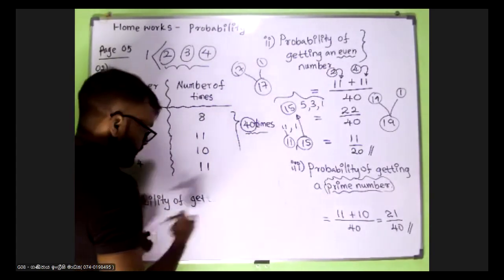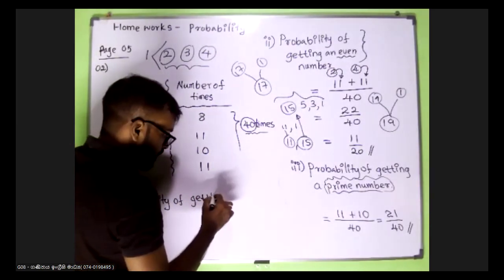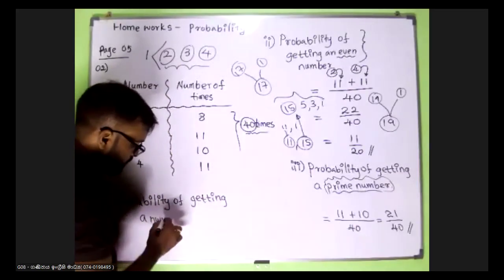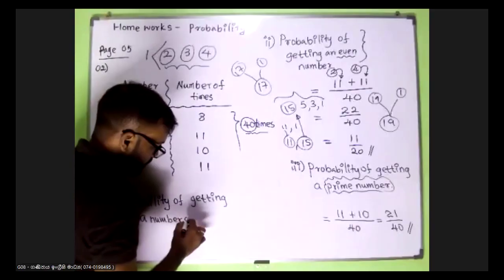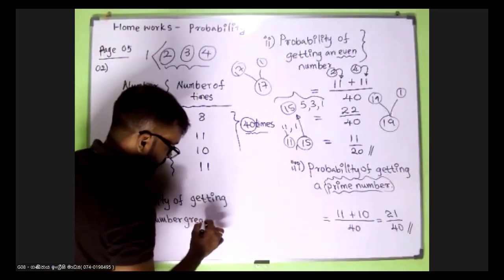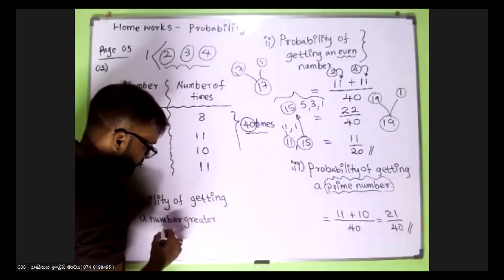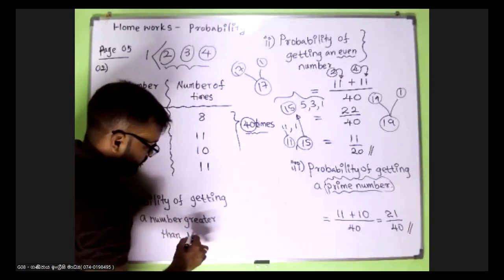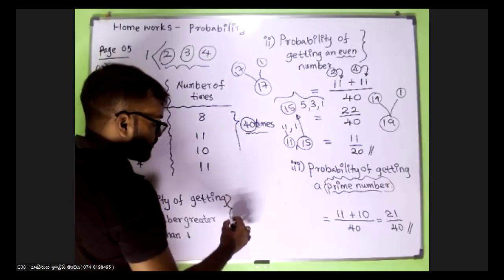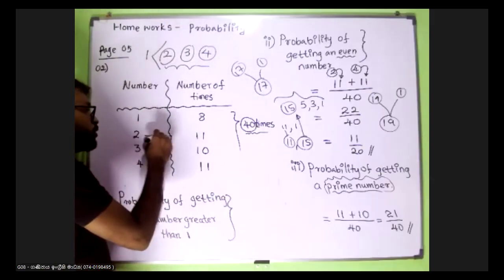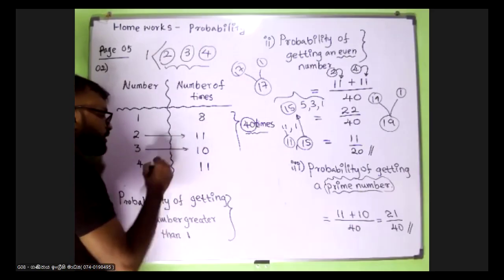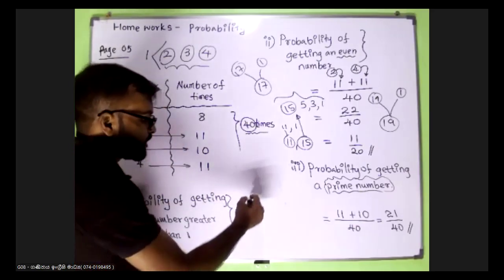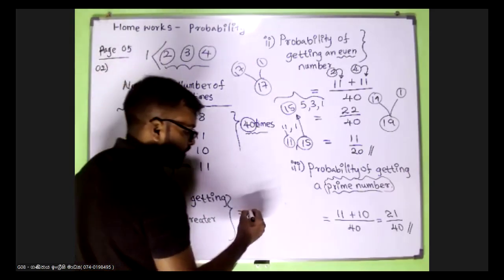Probability of getting a number greater than 1. And there are three numbers, 2, 3, and 4. And so how do you fill the numerator?